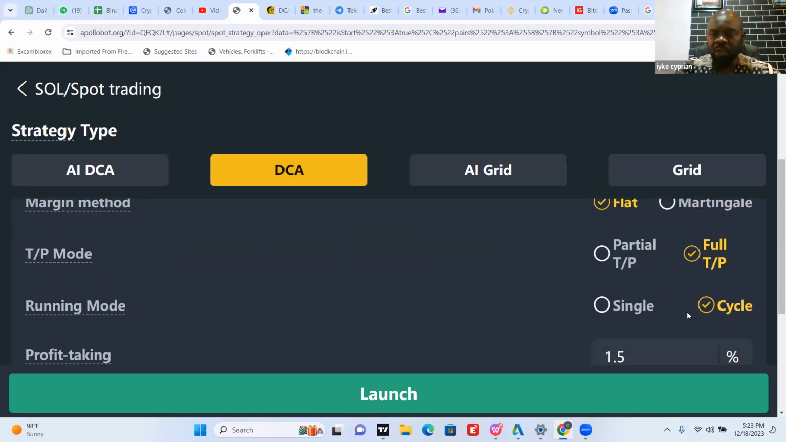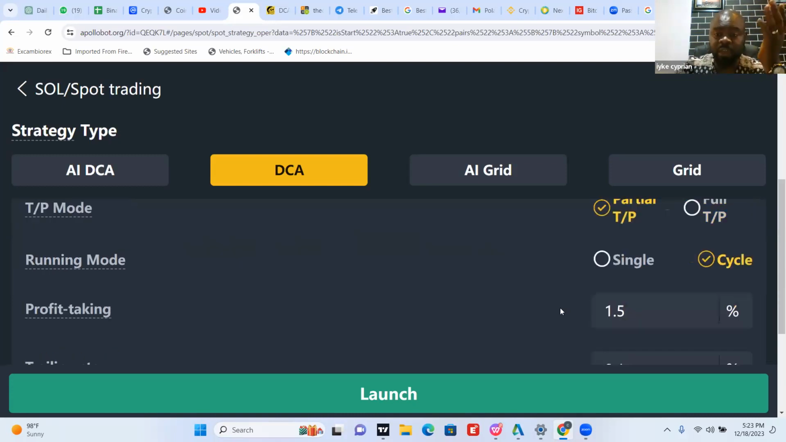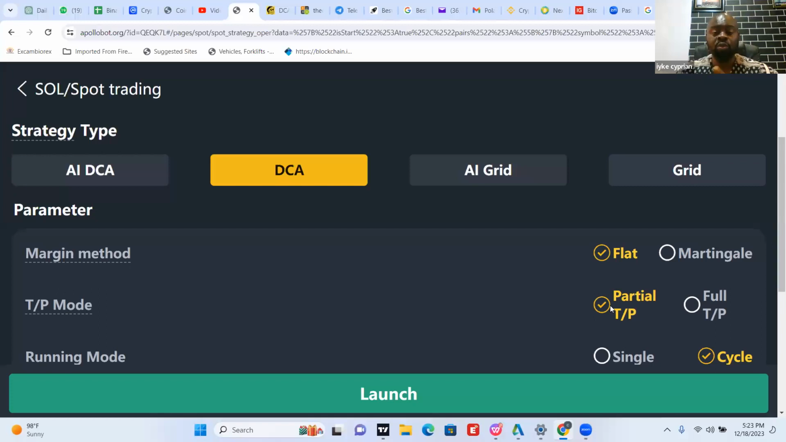Then your TP mode, okay, you could leave it at full TP or partial TP. Okay, so I could choose partial TP because I want my robot to not just buy and sell, but to buy and keep buying at a cheaper price and also keep selling below my main entry price. Okay, so the partial TP will keep putting money into your pocket. Okay, once you have good capital, the partial TP will keep giving you money every single day while you are still in the market. Okay, and while you're still holding that very coin, you keep getting partial TP.